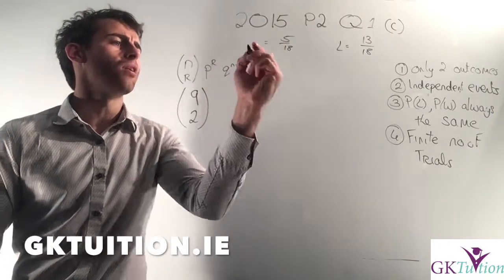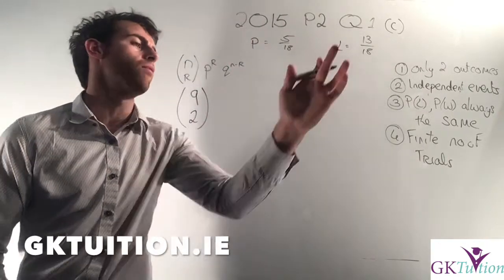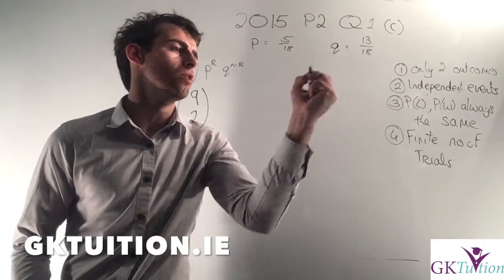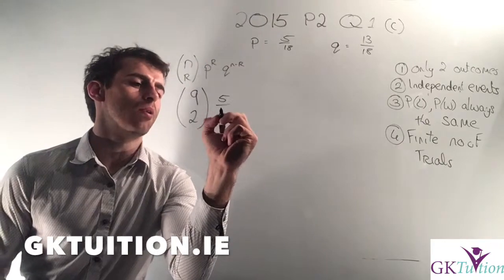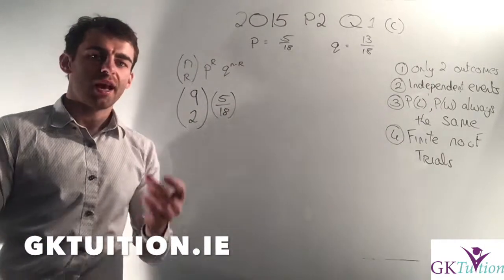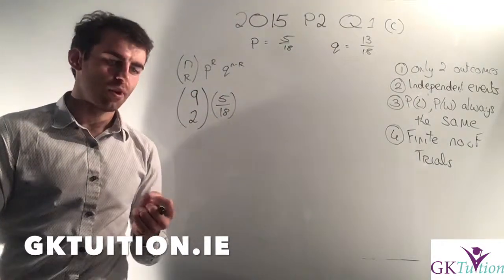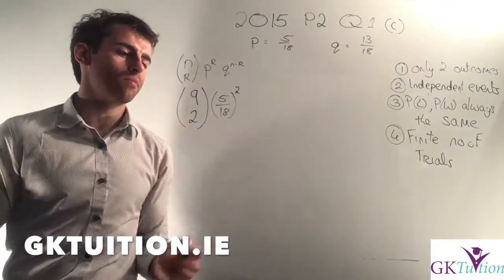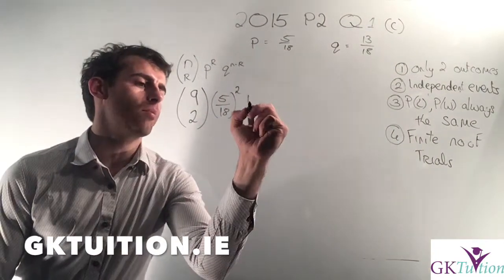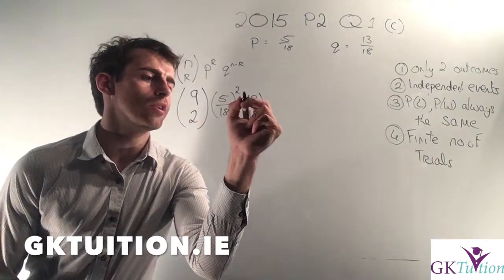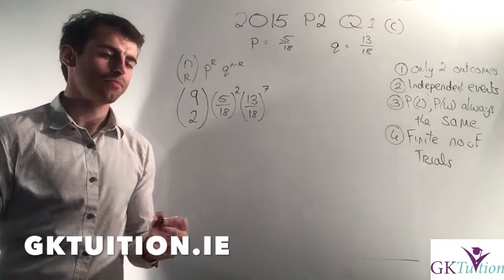Instead of calling this W, I'm going to call my probability of success P. So P is equal to 5 over 18, and my probability of failure is Q. So Q is 13 over 18. So I would sub in P, the probability of success, 5 over 18. And I just ask myself, out of the 9 trials, how many times do I want to win? Well, obviously, I want to win twice. So it's the probability of success to the power of 2. And then I need to sub in the probability of failure. So out of my 9 trials, how many times do I want to lose? In this case, I want to lose 7 times.